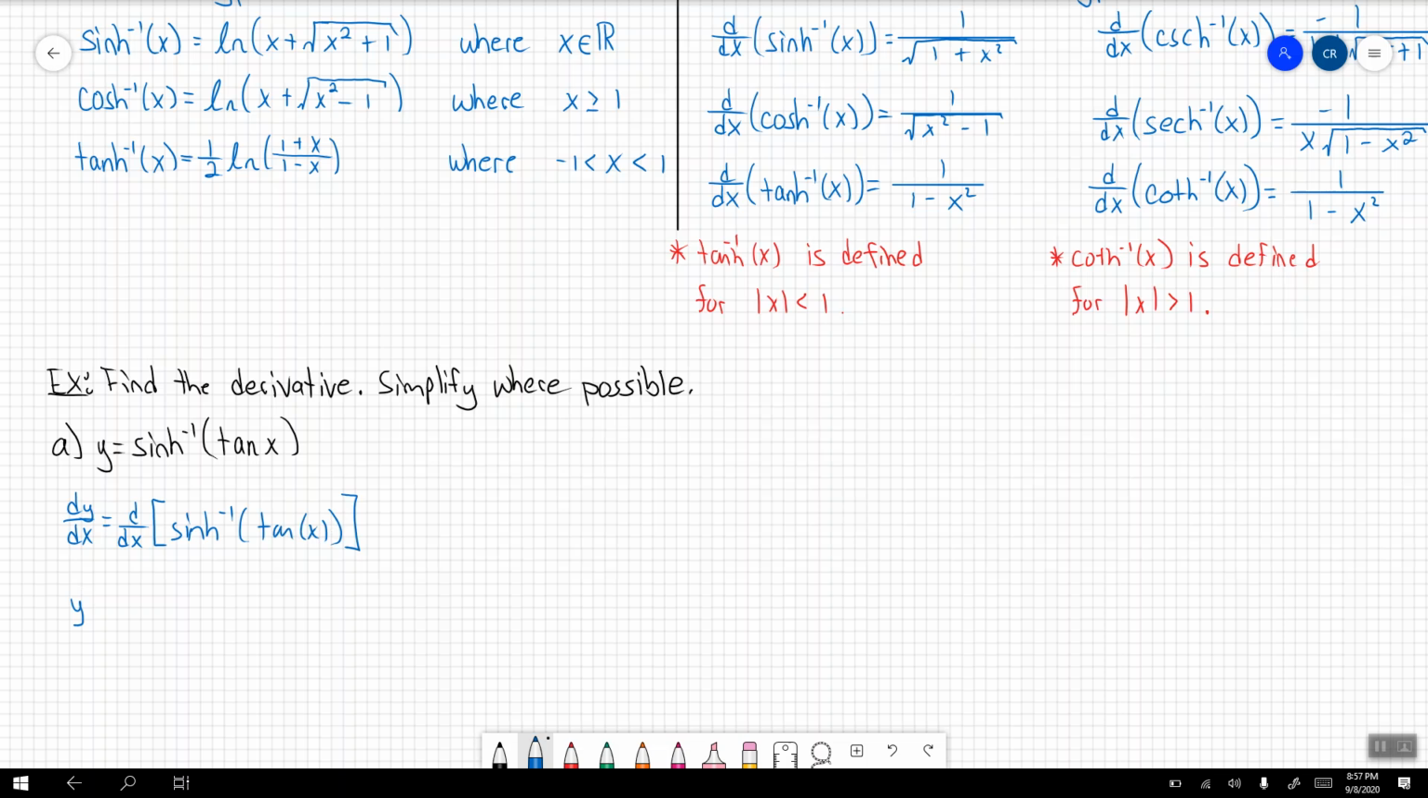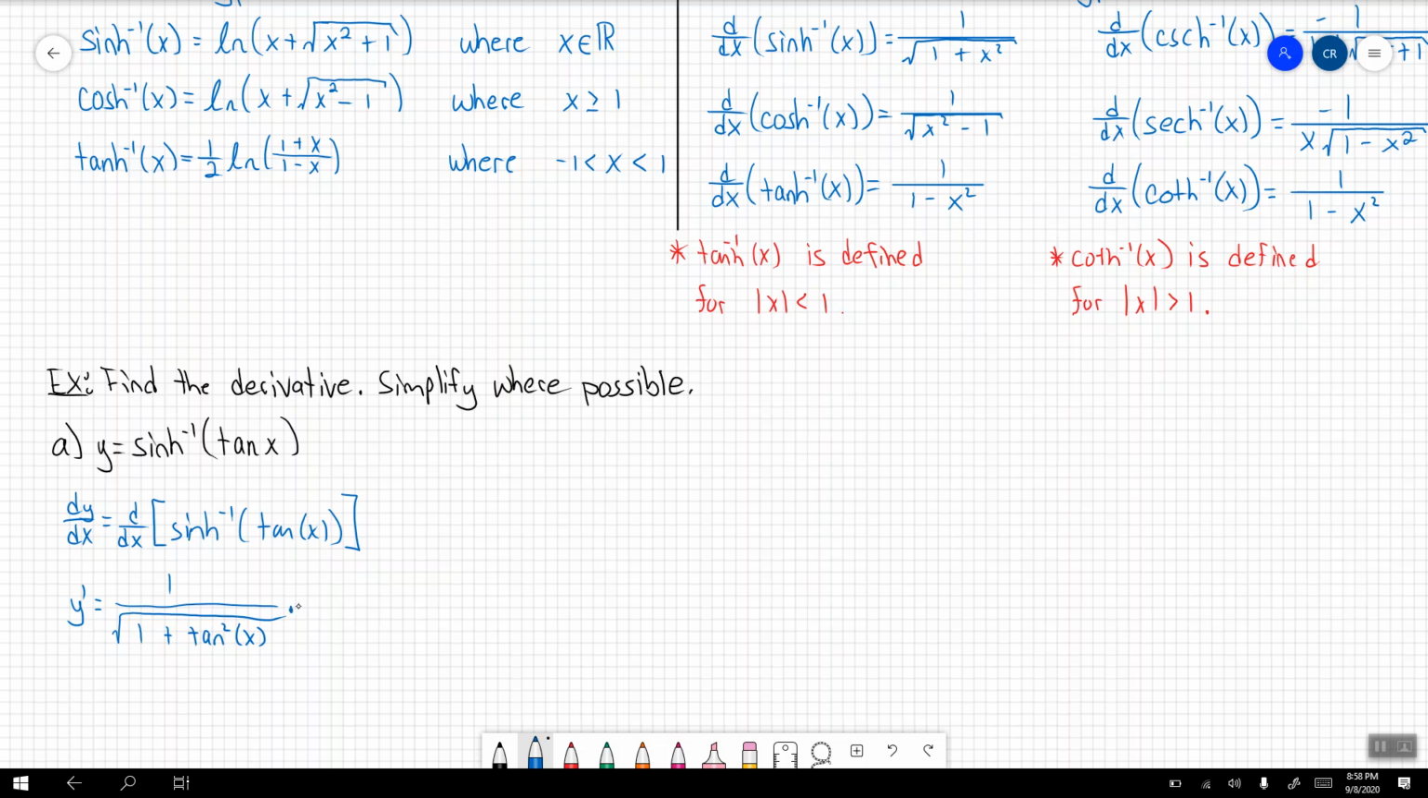Now, in order to take this derivative, we're going to need to pull out the chain rule. So the first derivative is going to be the derivative of the outer function, which means the derivative of inverse hyperbolic sine of x. That derivative will be 1 divided by the square root of 1 plus the argument of inverse hyperbolic sine, which in this case is tangent of x, squared. Tangent squared of x. There we are. So that's the derivative for inverse hyperbolic sine of tangent of x.